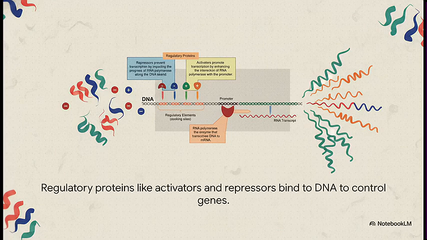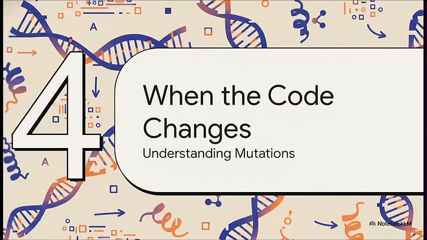And then you've got repressors that basically block the machinery, turning the gene off. This pretty simple on-off system is what allows for all the incredible complexity of life. Okay, so far we've been talking like the code is perfect. But what happens when there are typos? Well, that's where mutations come in.